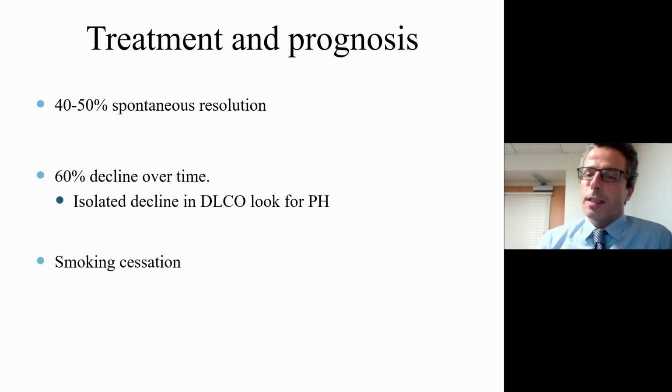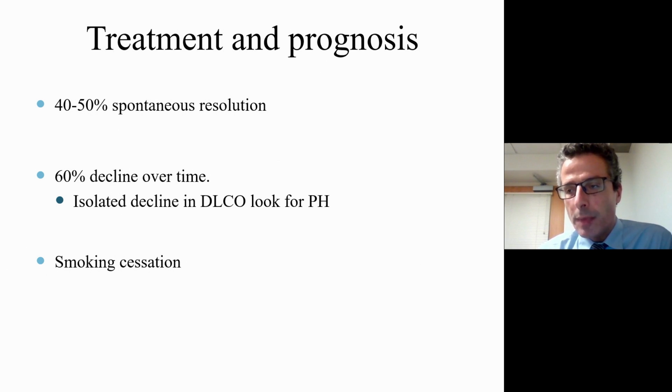So what is the treatment? Nobody should smoke, but specifically if you have lung disease, you shouldn't smoke. And if you have PLCH, you should definitely quit smoking, because oftentimes that's enough to lead to improvement or even resolution of the disease. So in about 40 to 50% of the cases, you'll get some improvement, if not complete improvement, with smoking cessation.